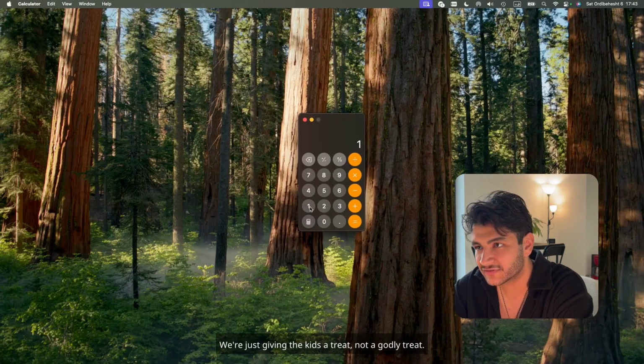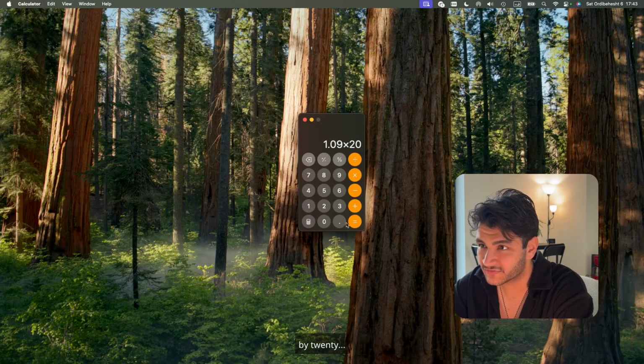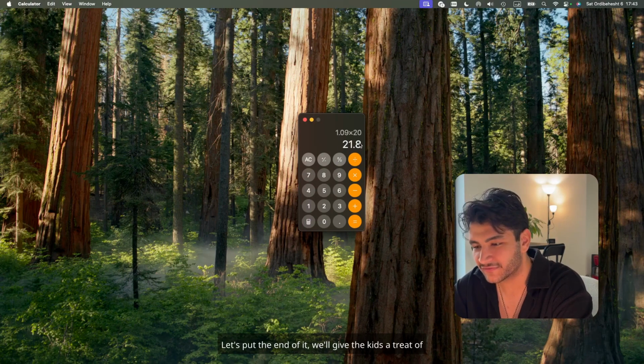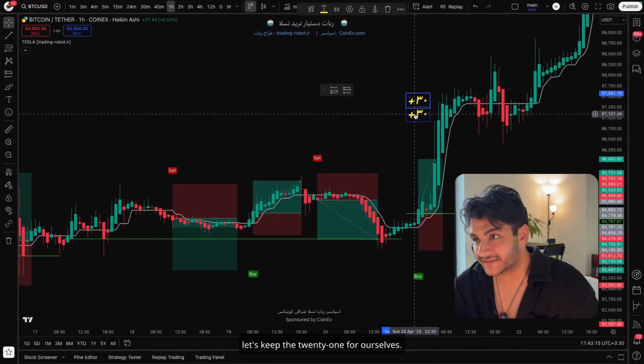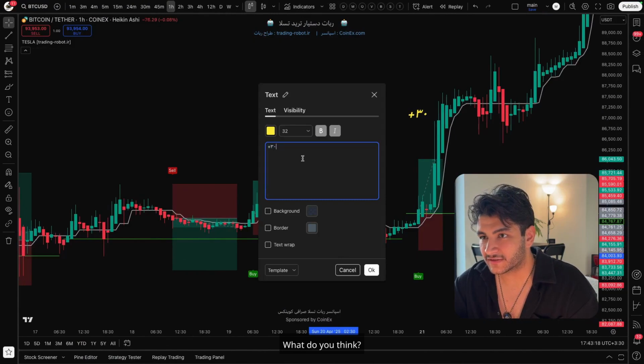We're just giving the kids a treat, not a godly treat. For a treat, that's a lot, because if you multiply it by 20, let's put the end of it, we'll give the kids a treat of 21.8. We'll give the 0.8 to the kids as a treat, but let's keep the 21 for ourselves. What do you think? 21%.